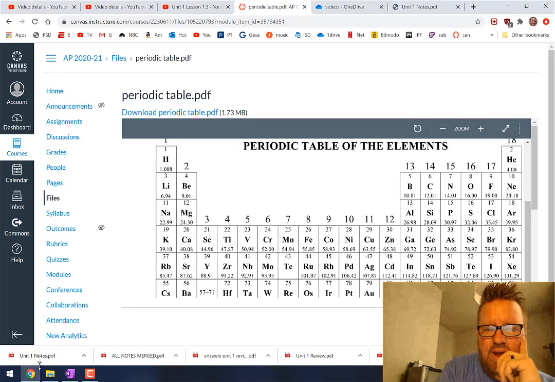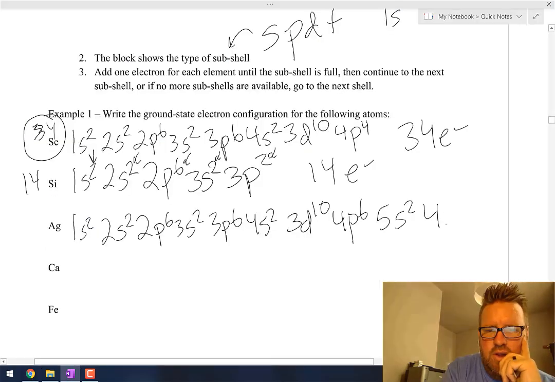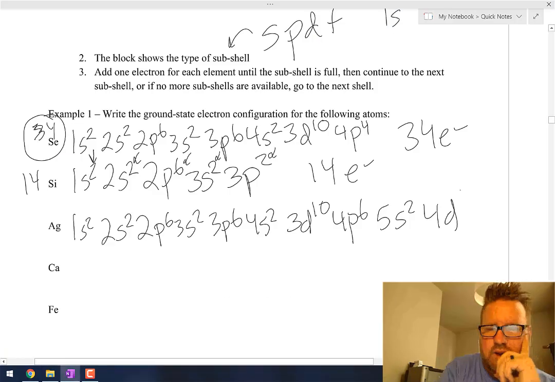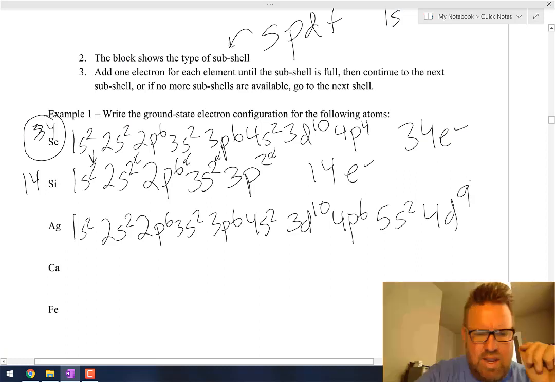We're right here now, and now we need to get to silver. So remember, this is 3D, so the next row down is 4D. So we're at 4D, and to get all the way over there, we've got to be at number 9. So 5s2, 4d9.